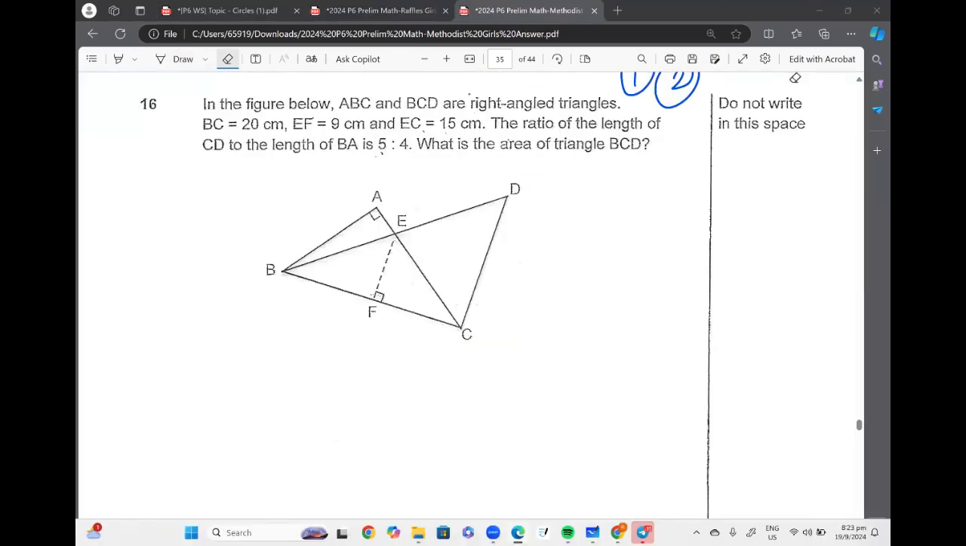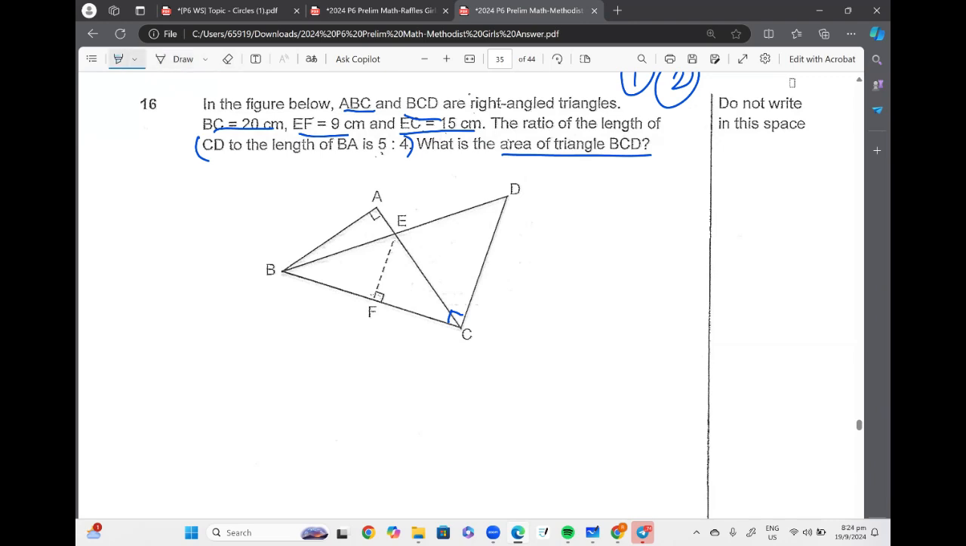So come, let's look at this question together. In the figure below, ABC and BCD are right angle triangles. So we can go and label here, okay? BC is 20 cm. EF is 9 cm. EC is 15 cm. The ratio of the length of CD to BA is 5:4. What is the area of the triangle BCD?